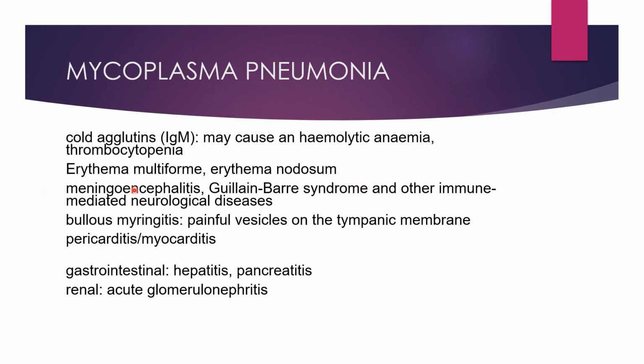So if the rash is described in the question, you can consider Mycoplasma. And some CNS related complications such as meningoencephalitis, GBS, and other immune-mediated neurological diseases can be associated with Mycoplasma. Bullous myringitis, which is painful vesicles on the tympanic membrane. There can be pericarditis, myocarditis, hepatitis, pancreatitis, acute glomerulonephritis. So Mycoplasma can be very much complicated with all these complications.